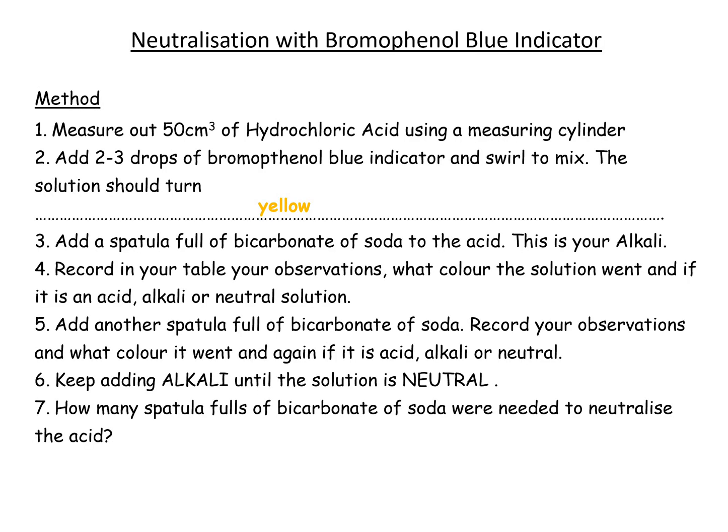Okay, so in your booklet you've got this page with your method. So what's going to happen is measure out 50 centimetre cubed of hydrochloric acid using a measuring cylinder. Add 2 to 3 drops of bromophenol blue indicator and swirl the mix. The solution should turn yellow. Then going to add a spatula full of bicarbonate of soda to the acid.